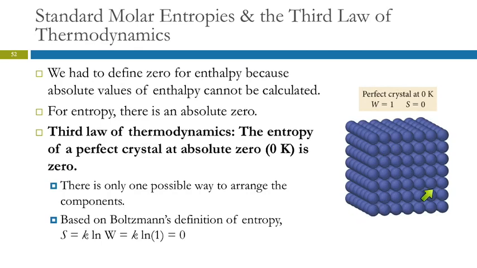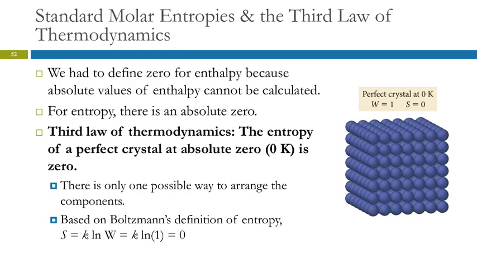So here is a perfect crystal, no defects. At 0 Kelvin, all movement stops. So these atoms are not even vibrating. They are literally frozen. They're completely still. Now, we haven't achieved 0 Kelvin yet, but it's theoretical, right?